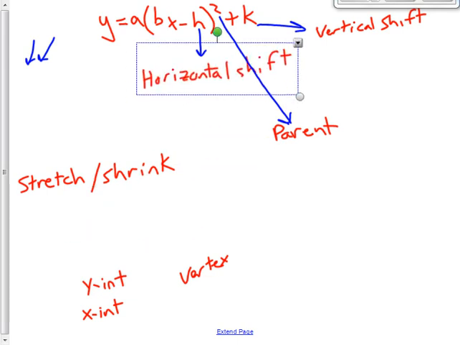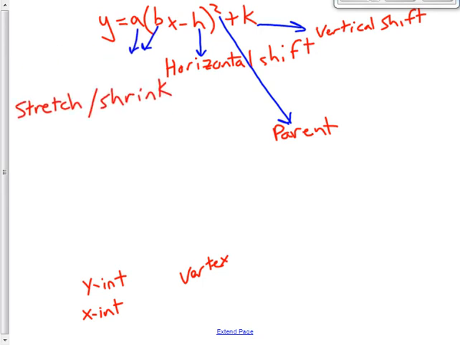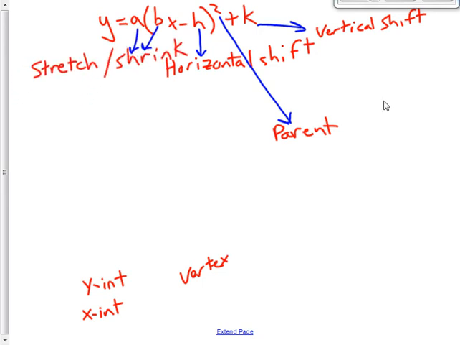It tells me that I've got a vertical shift of whatever that number is out of the k. It tells me that I've got a horizontal shift here with whatever that value is with the h, and it's the opposite of what I think would happen. It also tells me that I've got a stretch and a shrink, and we didn't do much with the stretch and shrink part, but it happens there, and it's going to happen in our trig functions too.